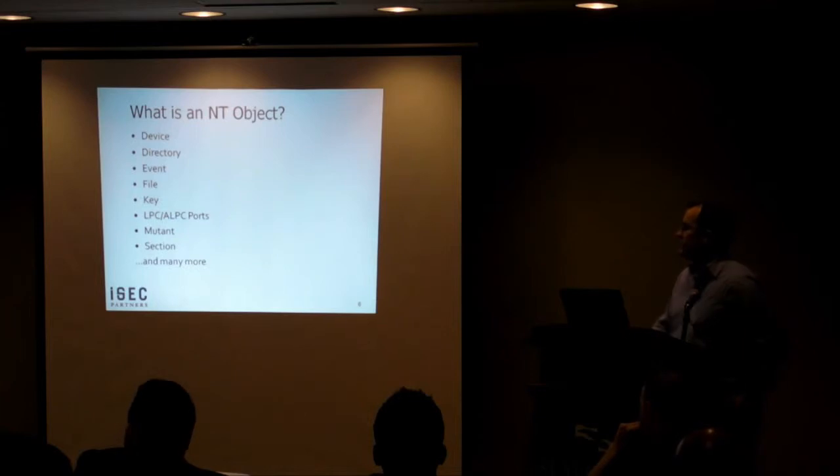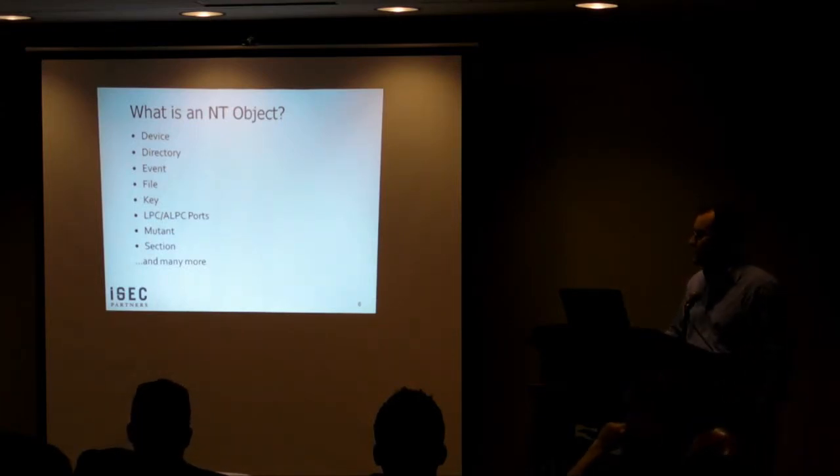What is an object? Here's an example list of the ones people have seen all over the place. But virtually, I think there are 36 object types. So these are just a small snippet of the ones that you see. There are a lot of them in the kernel that you don't see very often.